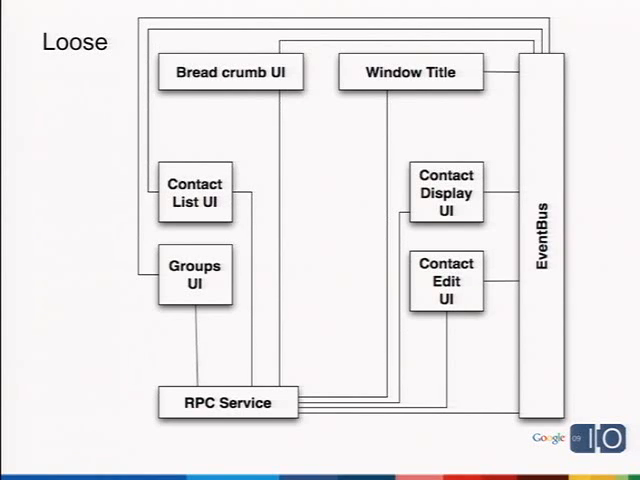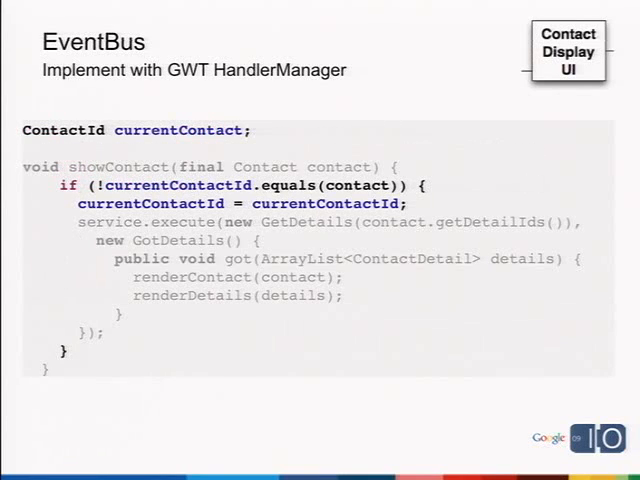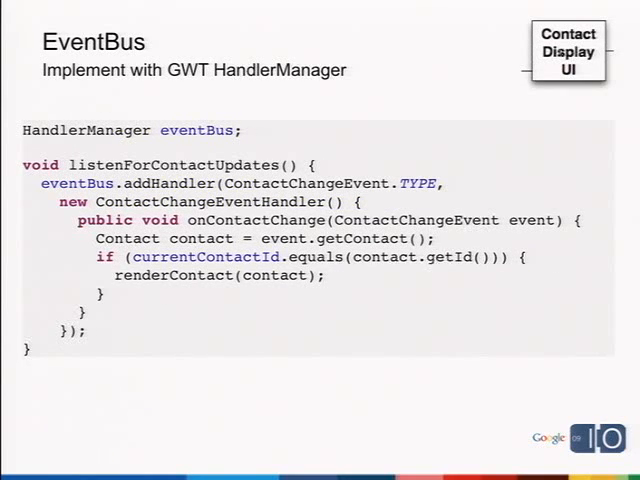So let's look at what the code would shape up as for that. You'll remember this show contact method that we wrote earlier. We're going to add a little bit to it. We're going to start paying attention to just which contact we're looking at the moment over here in our contact display UI. So just something as simple as holding on to that ID object so that we know who's important to us. Before we ever tried to show a contact, we attached ourselves to the listener bus, the event bus.